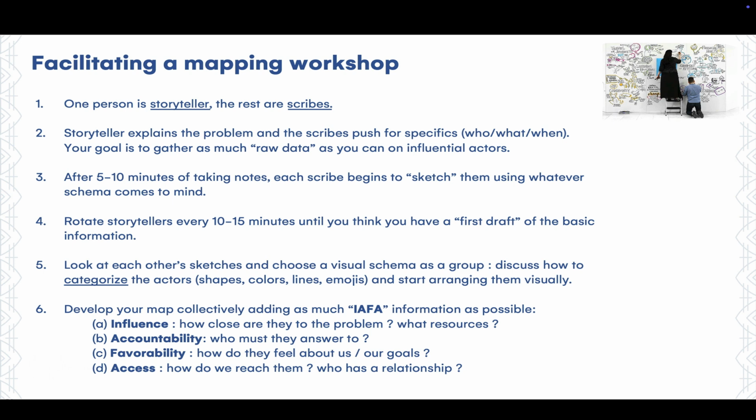And the goal of the scribes is to gather as much raw data in as specific a manner as they can. Who specifically? What? Do we know their names? Do we know where their office is? After 5 or 10 minutes of taking notes, each scribe should start to make a little sketch of some of the key actors using whatever schema comes to mind. And you can show them some examples of the concentric circles or the organogram, you could use the 4 quadrants. Right, and so each person should begin to do a little sketching, and then the storyteller continues to talk.